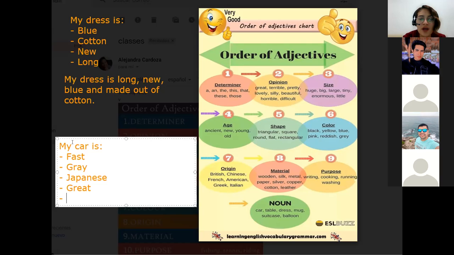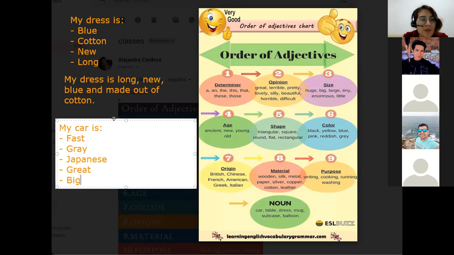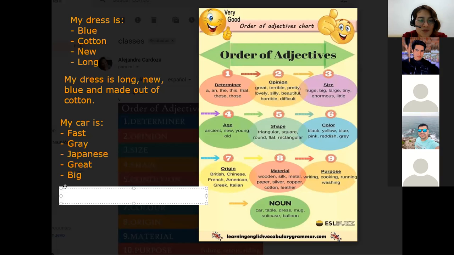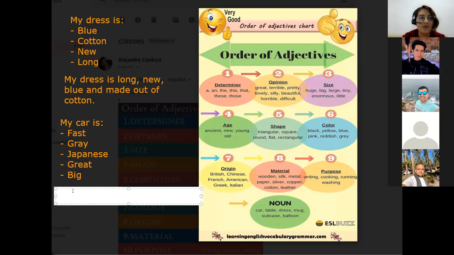Y también voy a decir que it is a big car. Vamos a decir que es un carro grande. Vamos a poner uno más. Entonces, ¿cuál iría primero? Según nuestras rules. Great. And that is an opinion. That's right. And then, ¿qué sigue? It's big. It's size, right? So big. What's next? ¿Qué sigue?